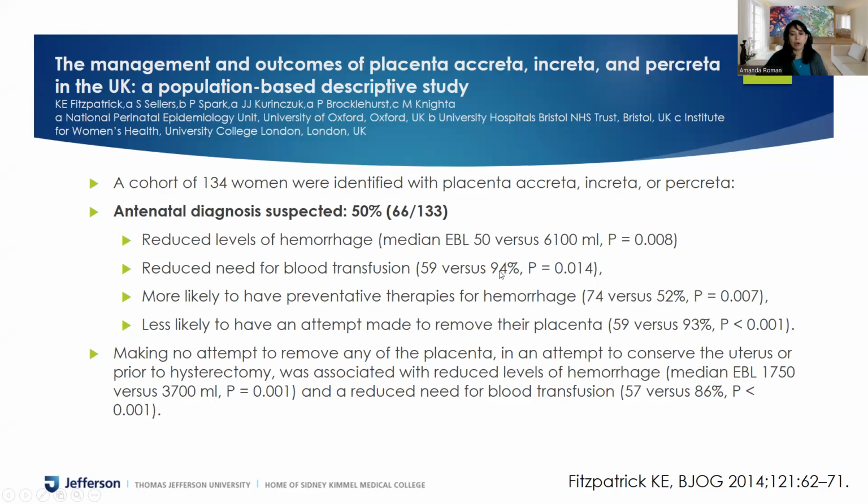Also, the requirement of massive transfusion protocols. If you're prepared, you're more likely to have preventive therapies for hemorrhage, either balloons or stents, or other team participants ready for a hysterectomy, cell saver, blood in the room. If you know that you have a placenta accreta, it's less likely that you will try to save the uterus to remove that placenta. And if you make no attempt to remove any piece of the placenta and you deliver the baby, close the uterus and start a hysterectomy, then your chances of reducing bleeding and the need of blood transfusion decrease significantly.